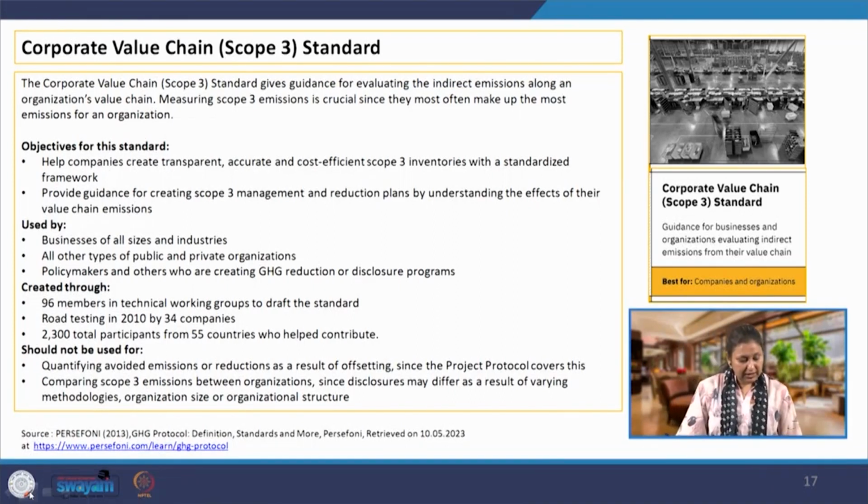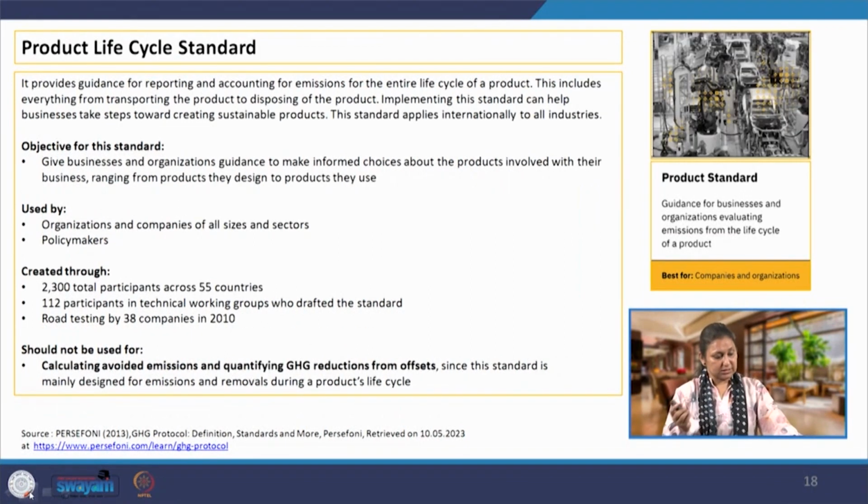Now, here again it should not be used for quantifying avoided emissions or reductions as a result of offsetting. Okay. So, we are not talking about this. This is going to be covered in another standard, which is the project protocol. And again it is not for making comparisons of scope 3 emissions between organizations. This is only for the reporting of one particular organization that we are using this standard for.